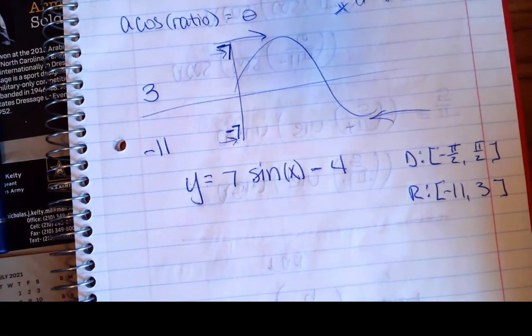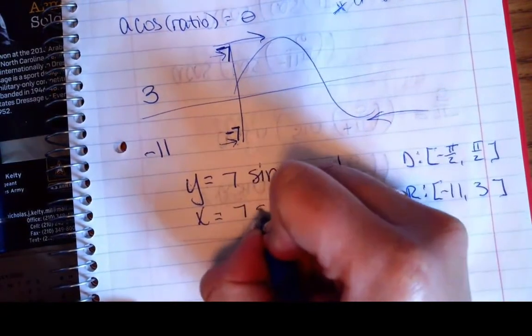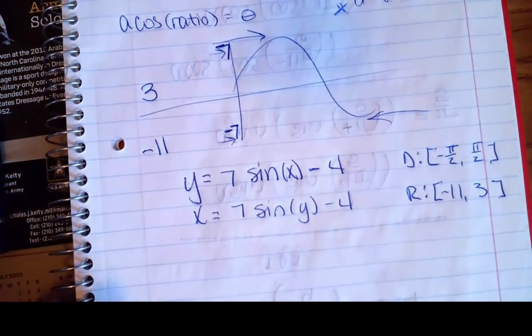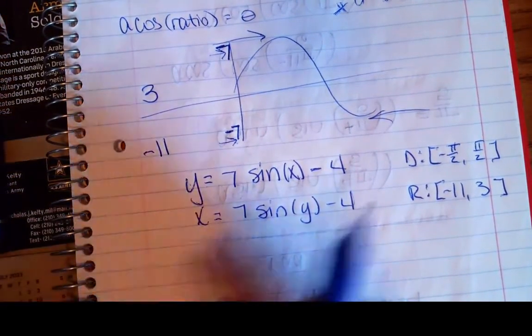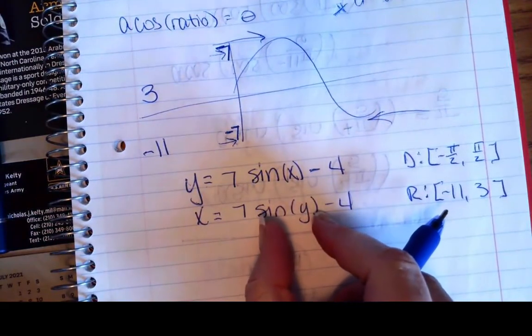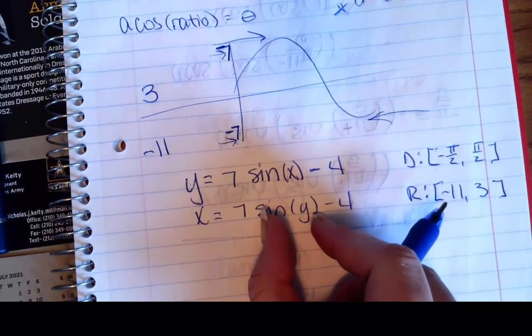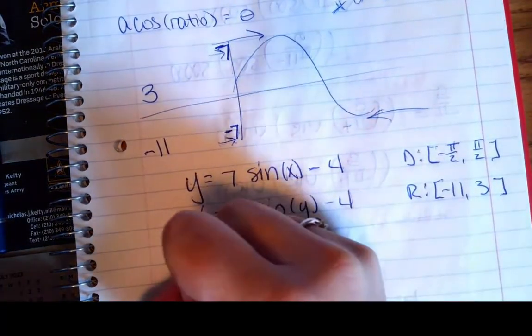Well, now what I want to do is solve. So the first thing I want to do is flip-flop my x's and y's, and then I will solve for y. So what I have right now is x equals 7 times the sine of y minus 4. So I flip-flop my x's and y's, and now I need to solve for y. So I need to start chipping stuff away until I can get to the trig function, and then I'll use inverse trig functions to get this y out. So I'm going to add 4 to both sides.